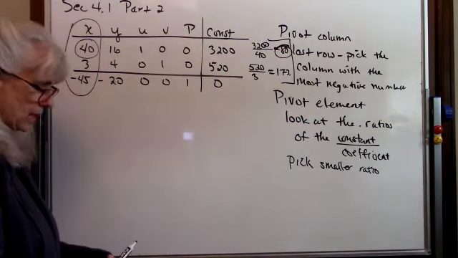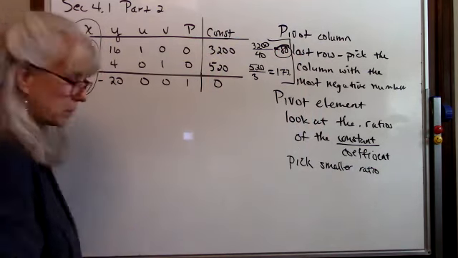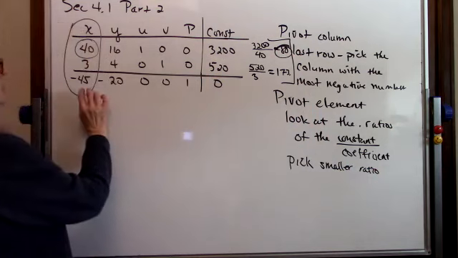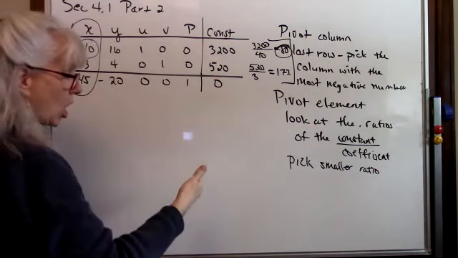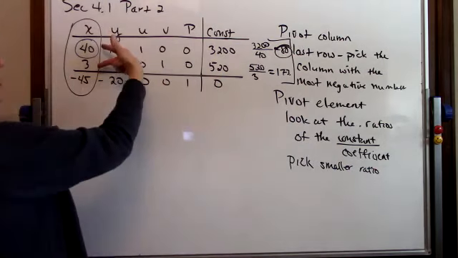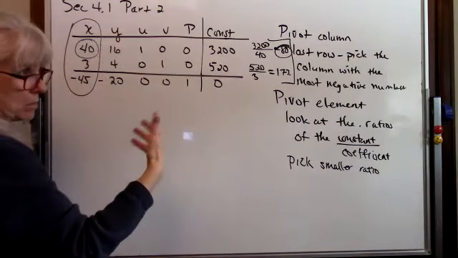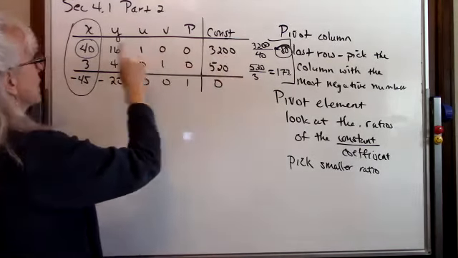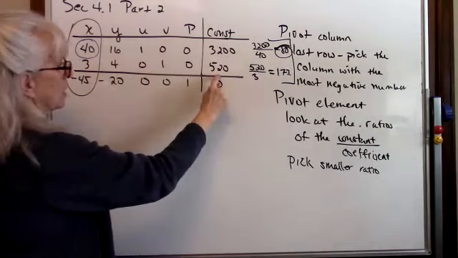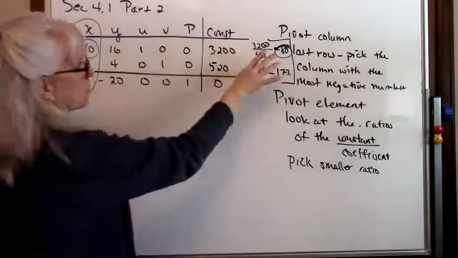So let's backtrack through that again. I have to decide which column I'm going to manipulate. To do that, I look to see which is the most negative number I have, which is this guy. Once I've picked the column out, I then have to figure out which of the two elements we need to come in and transform. To do that, we're going to figure out the ratio of taking the constant divided by the coefficient, the second constant divided by its coefficient, and picking the smaller one.